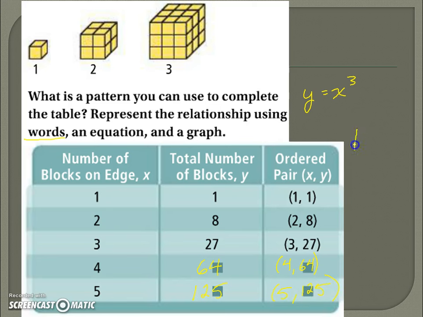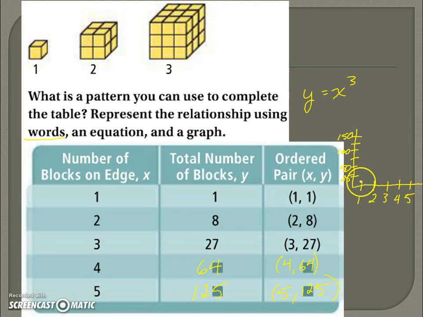If I graph this, all right, and this is the number of blocks on the edge. So I have 1, 2, 3, 4, and 5. And here I'm going to increase by, let's see, I go to 125. Let's go up by 25s. So we'll say 25, 50, 75, 100, 125, 150. You'll see something that happens here.